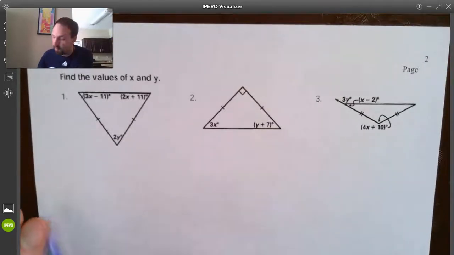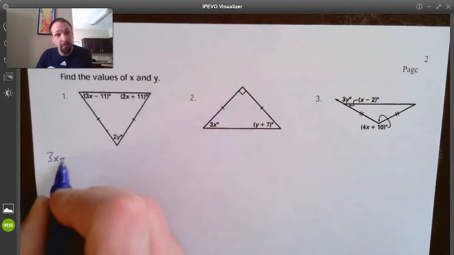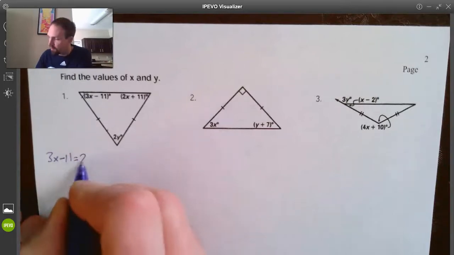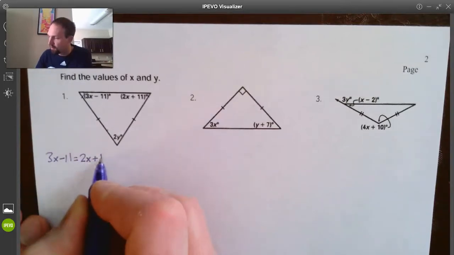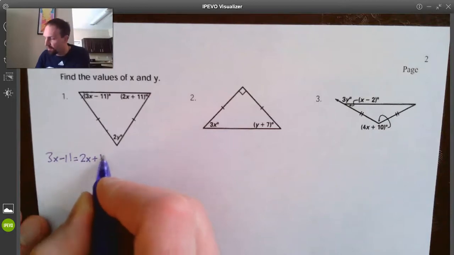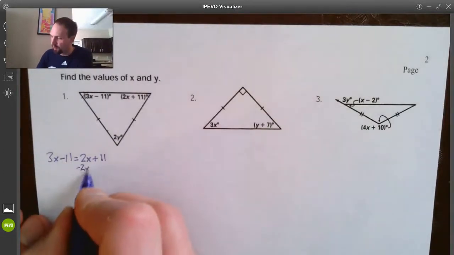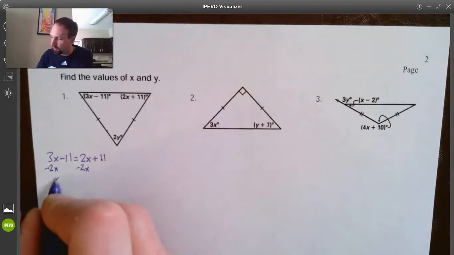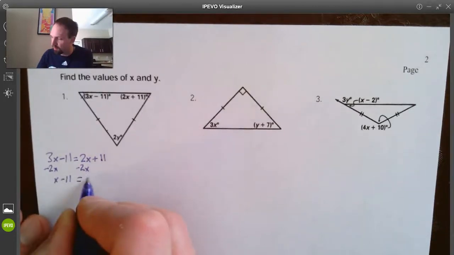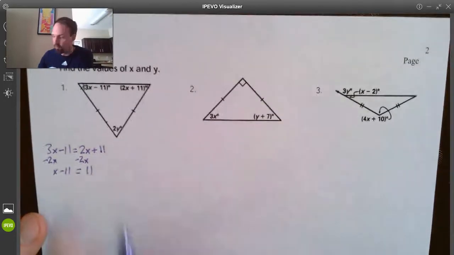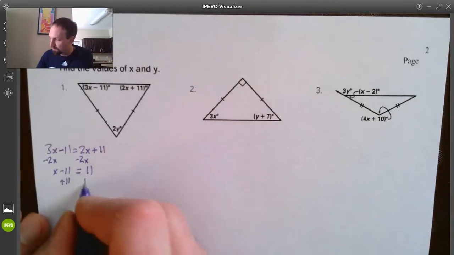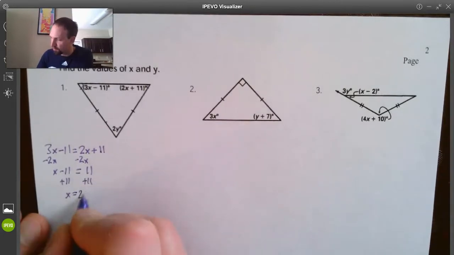So I'm going to set 3x minus 11 equal to 2x plus 11. Now with that, I'm going to subtract the smaller variable. So I'm going to subtract 2x from both sides. And so I have x minus 11 equals 11. Now I'm going to add 11 on both sides. I'm going to get x equals 22.